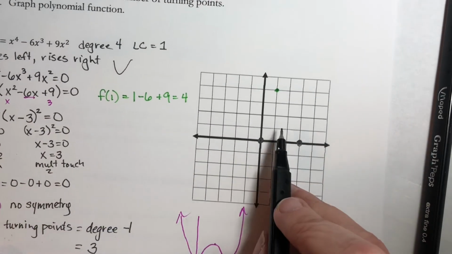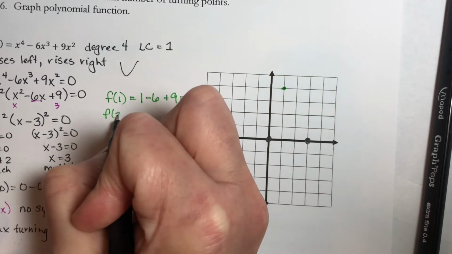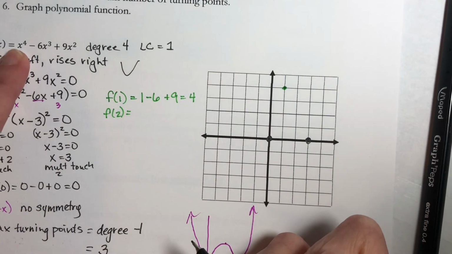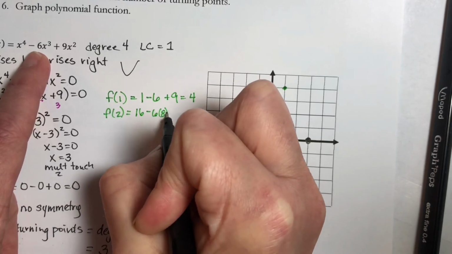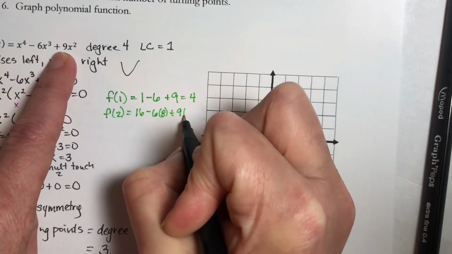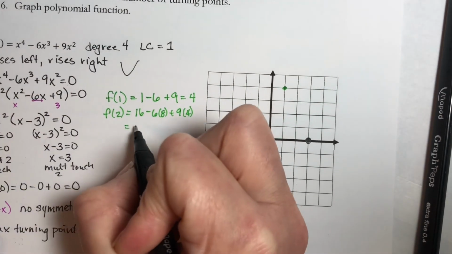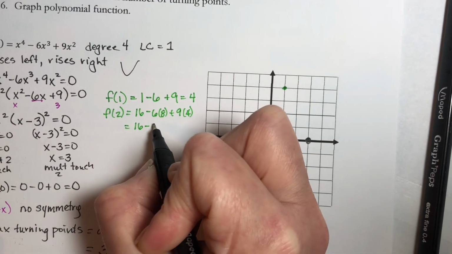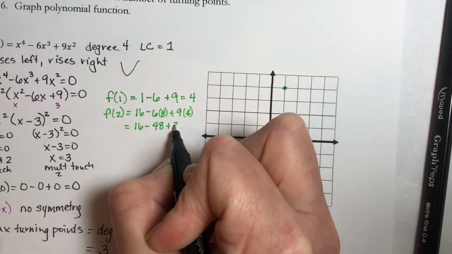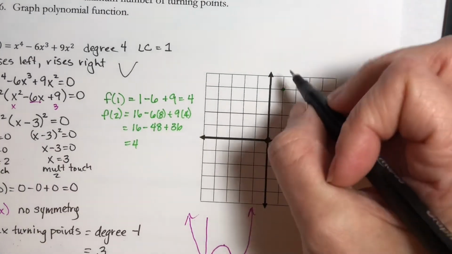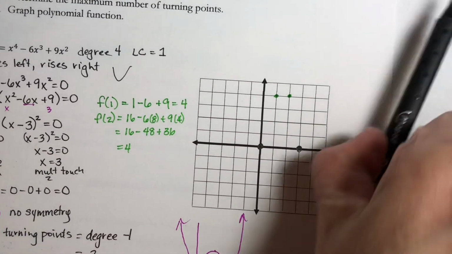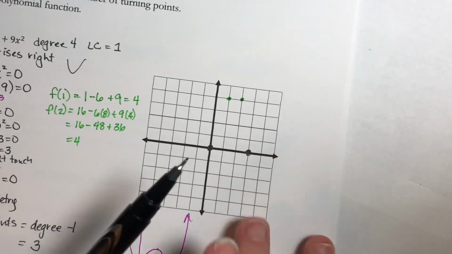And then say I plug in f of 2. 2 to the 4th power is 16 minus 6 times 8 plus 9 times 4, which is 16 minus 48 plus 36, which is also 4. So this can help you get a slightly better graph. It doesn't need to be perfect.